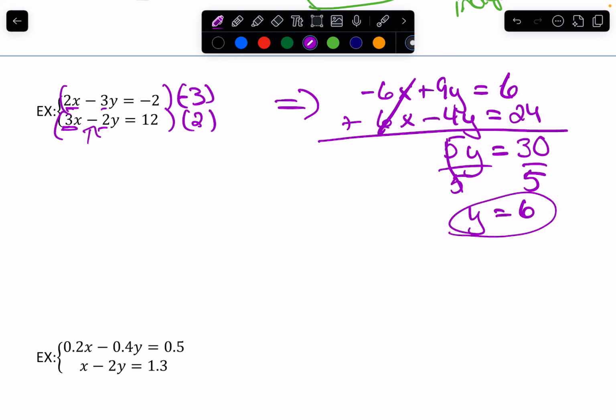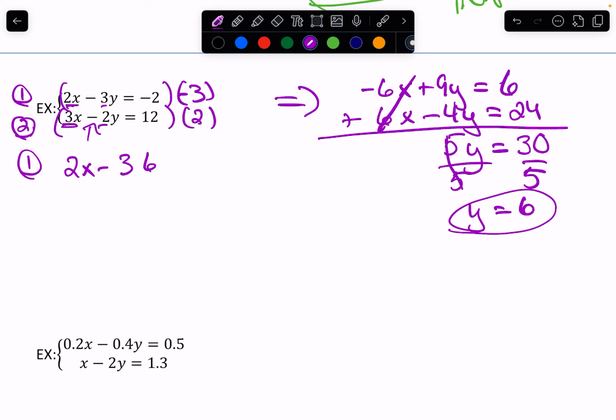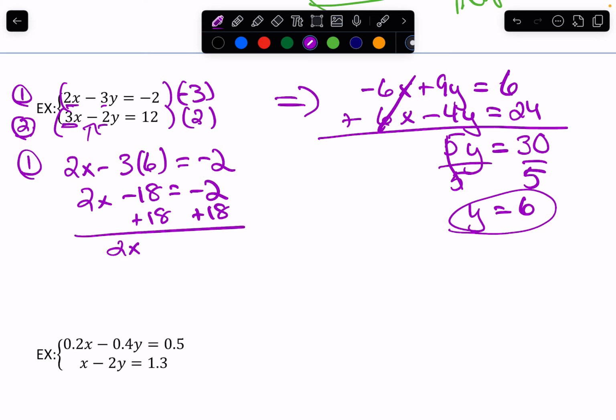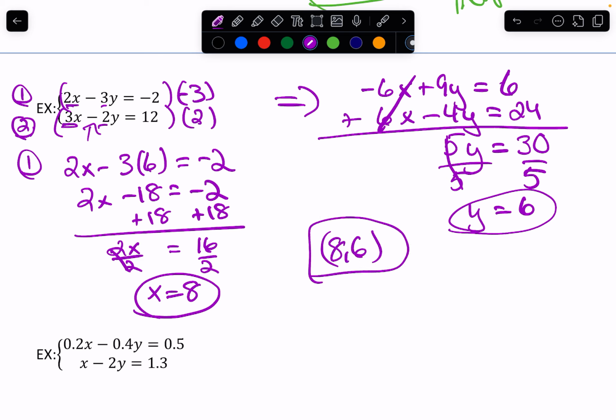So now we take that y equals 6 and plug it back in to one of the original ones. I'm going to take that first equation and plug it back in there. 2x minus 3 times 6 equals negative 2. 2x minus 18 equals negative 2. I add 18 to both sides to get 2x equals 16. Divide by 2. X equals 8. So our ordered pair is 8, 6. That is consistent and it is independent.